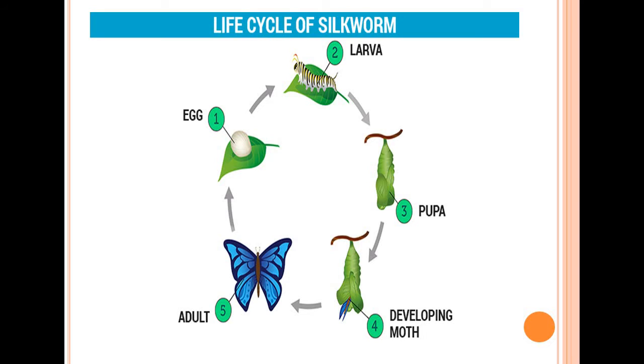So now in this slide you can see the life cycle of a silkworm. We will see in detail the different stages and the body structure found in those stages. As you can see in this diagram, there is one egg. First stage is the egg. These are the mulberry leaves over which the silkworm lays the egg. Second stage is larva. Third is the pupa. Fourth is the developing moth, and in the fifth stage the adult has developed.